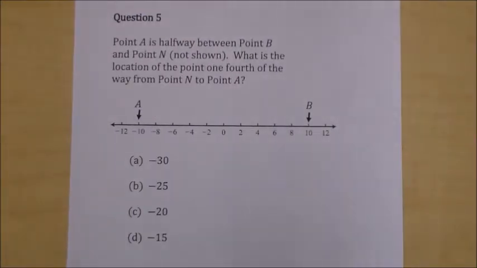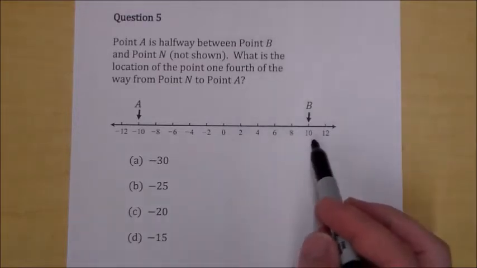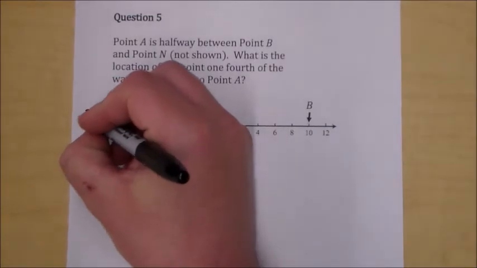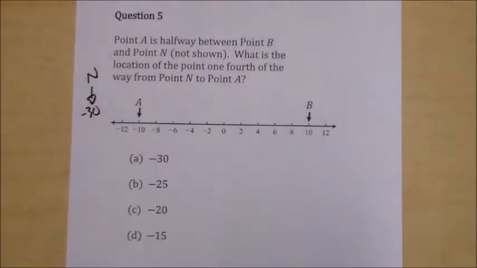Question 5, similar to question 4. Point A is halfway between point B and point N, not shown. Okay, so where do we go? We got 20 spaces to go from 10 to -10, so another 20 spaces would get us to -30, and that's where point N lives.